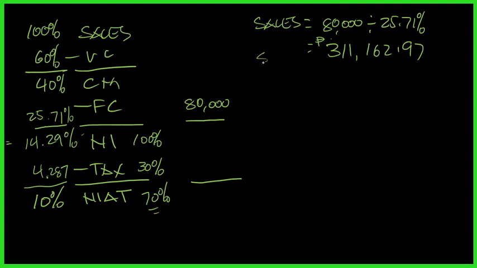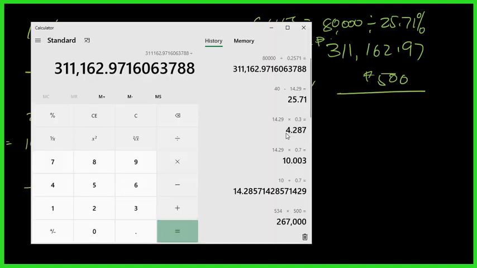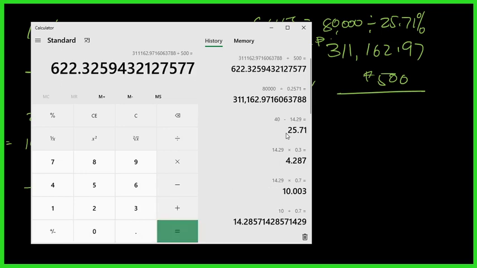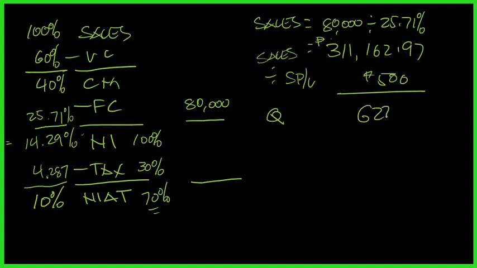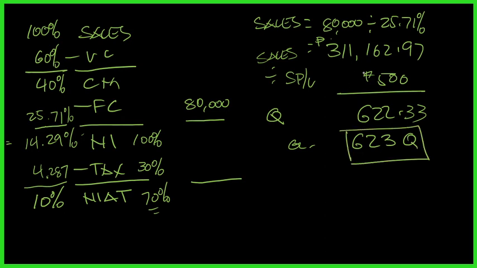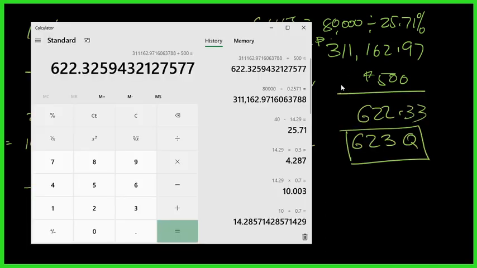So if this is now your expected sales, we divide this by the selling price per unit, which is 500 pesos per unit, and you will now get your quantity. Divide this by 500: 622.33, or you round it up to 623 units. So dapat ito, pag naka-round up, this will be 311,500.